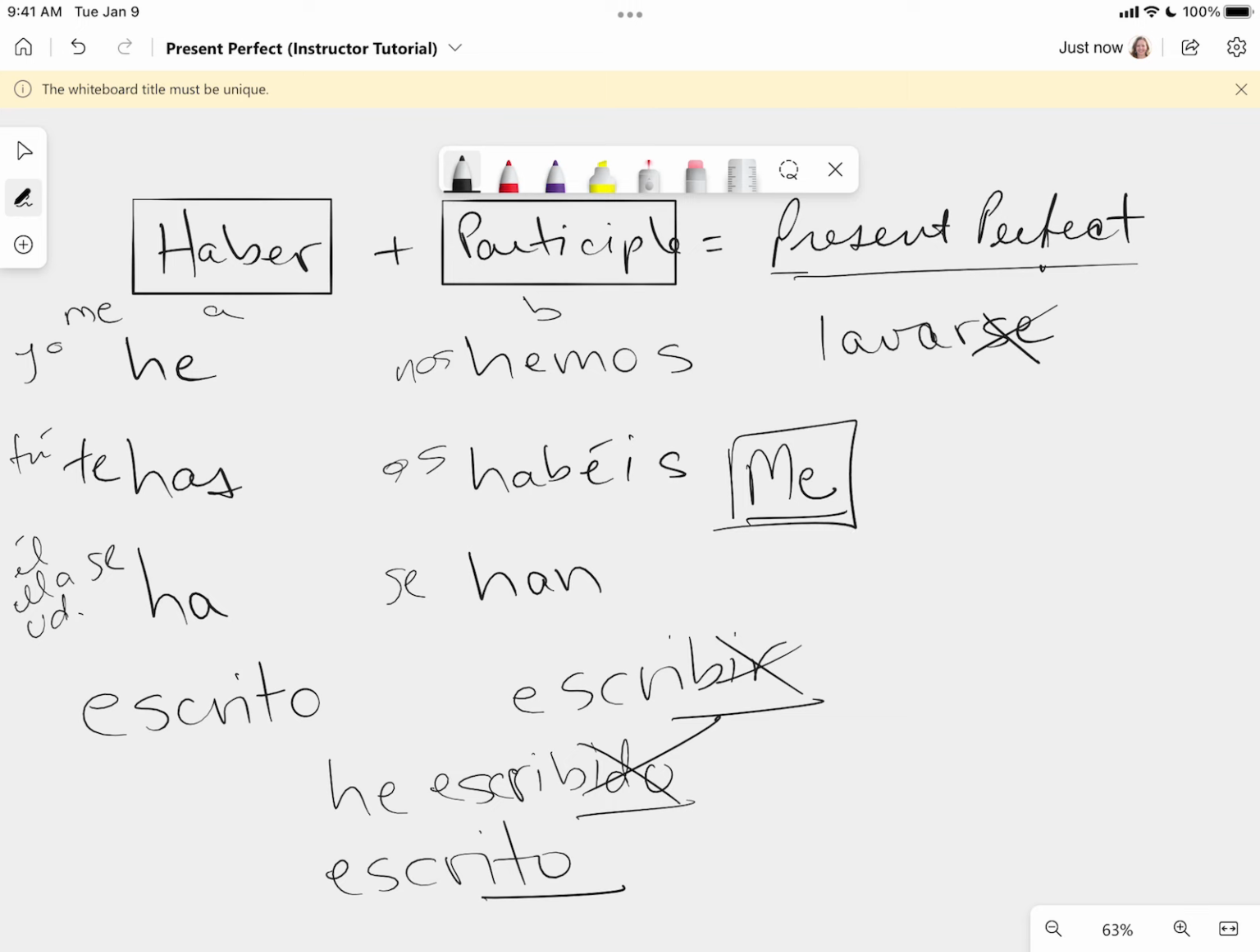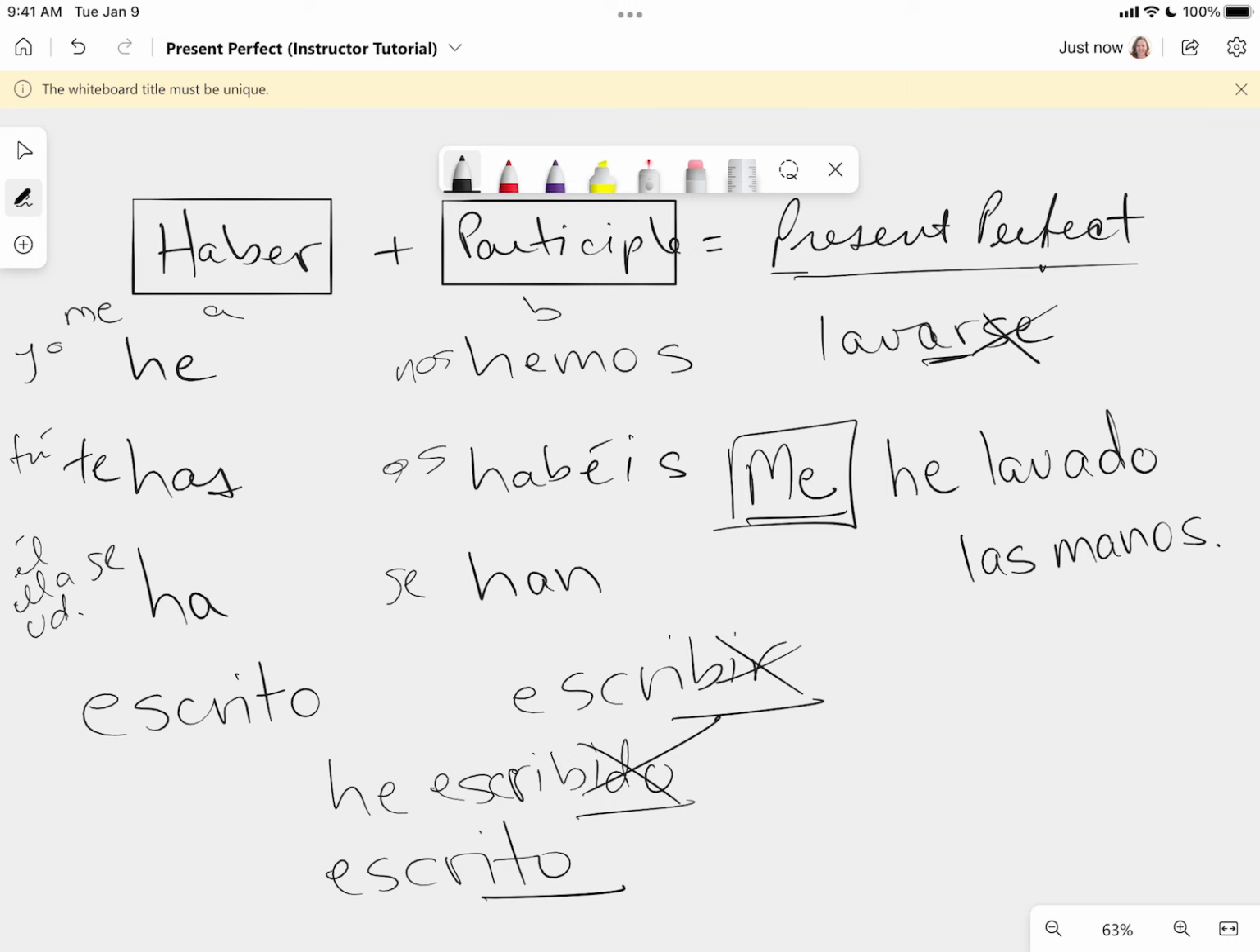What's the yo form for haber? He. Change this to a participle: lavado. Do I change it to lavada because I'm a girl? No. Me he lavado las manos. I have washed my hands.